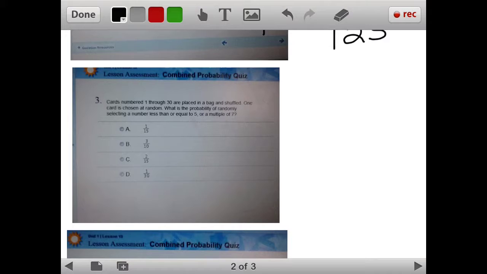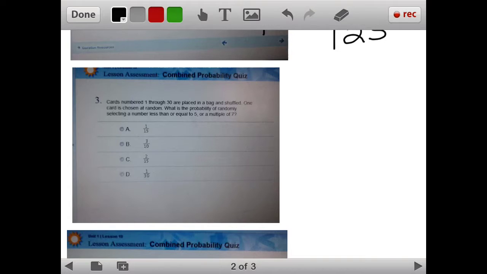Okay. Cards numbered 1 through 30 are placed in a bag and shuffled. One card is chosen at random. What is the probability of randomly selecting a number less than or equal to 5 or a multiple of 7?